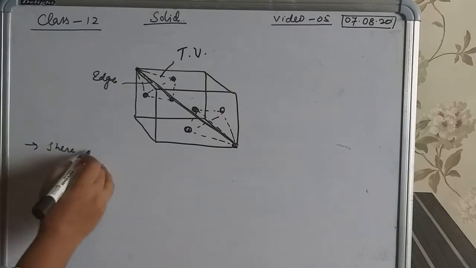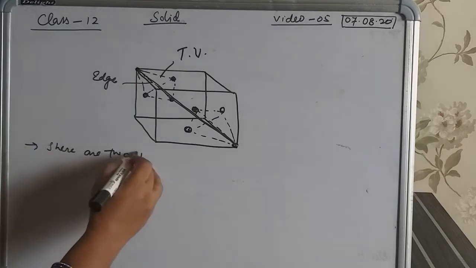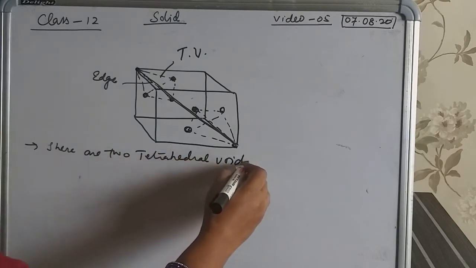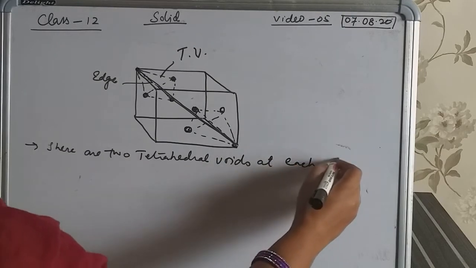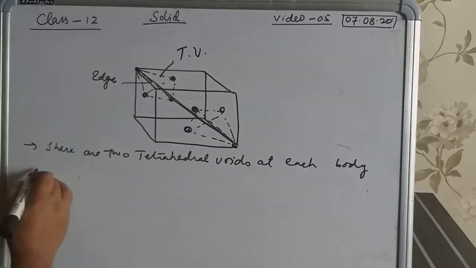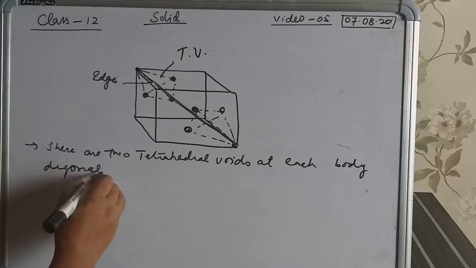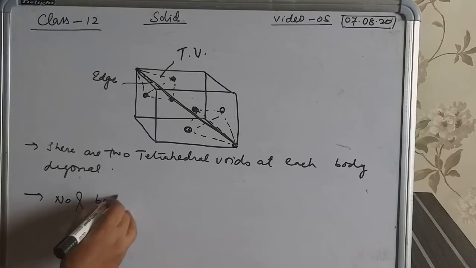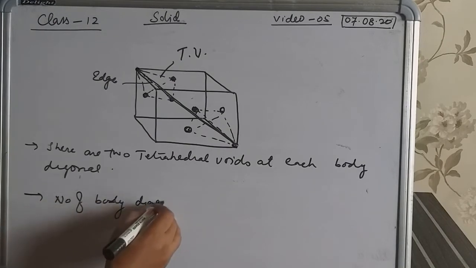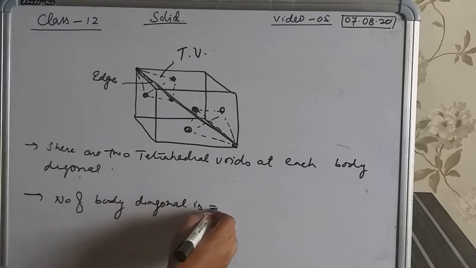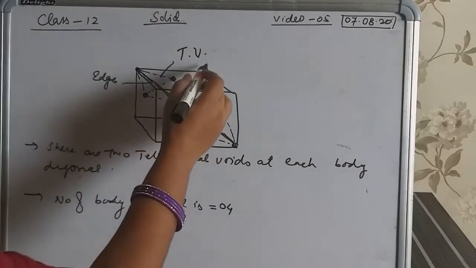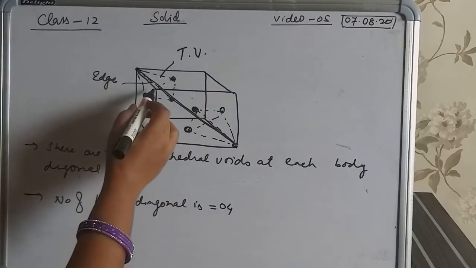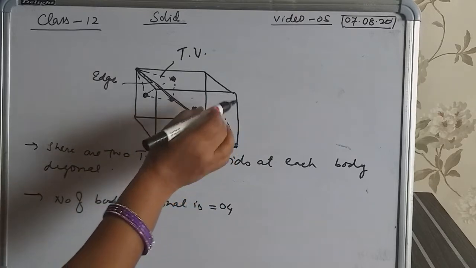So write down the points. There are 2 tetrahedral voids at each body diagonal, and the number of body diagonals is total 4: 1, 2, 3 and 4. One from this side, one from this side, one from this side, one from this side.